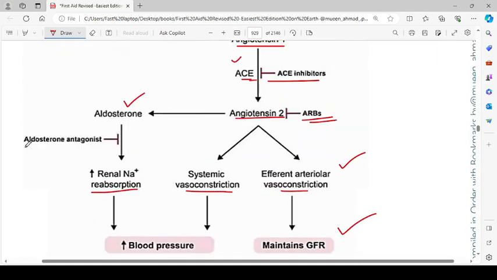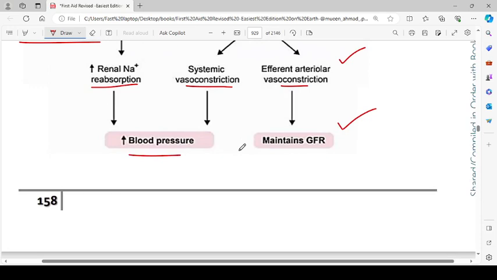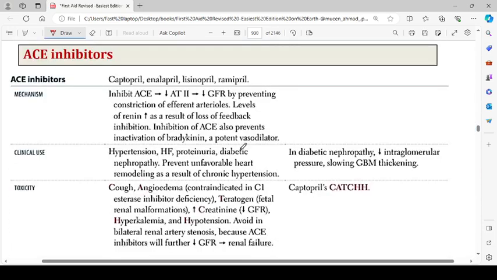And also we have aldosterone antagonists like spironolactone, which can inhibit the downstream action of the aldosterone, which is released by the renin. ACE inhibitors. ACE inhibitors are captopril, enalapril, lisinopril, and ramipril.